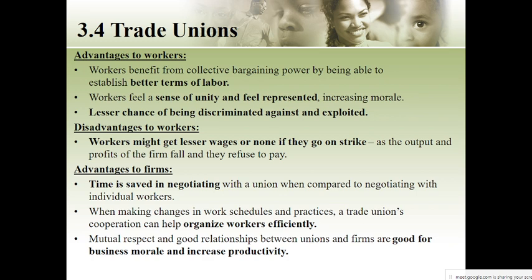Okay. Now, how trade unions can be beneficial for the organization. The first one is time saved in negotiating. They can negotiate quickly rather than negotiating with your employees one by one. It would be hard and it would be tough. The other one, when making changes in the work schedule and the practices, trade unions' cooperation can help organize workers efficiently. Mutual respect and good relationship between unions and firms is good for the business morale and increases the productivity. Nothing new.